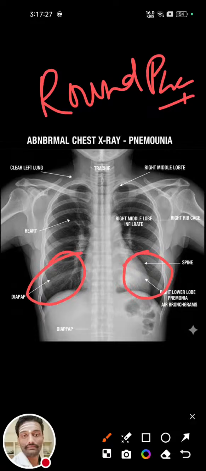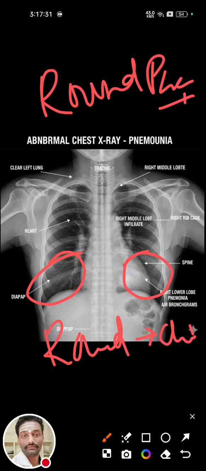Okay, mostly seen in the children's chest x-ray.